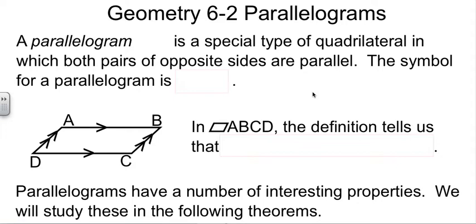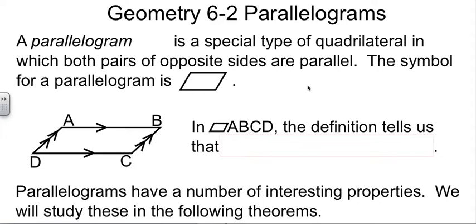That's what makes it a parallelogram. It has two sets of parallel sides. And the symbol for a parallelogram looks like this. It's basically a rectangle with the wind blowing. So it's kind of blown, tilted.